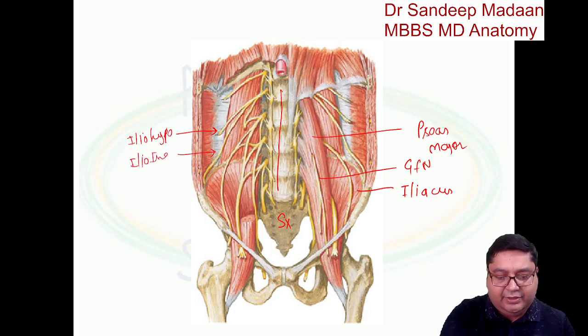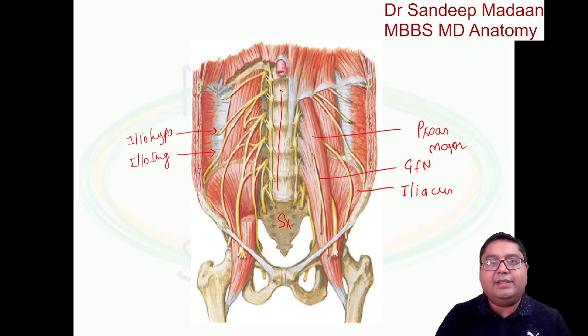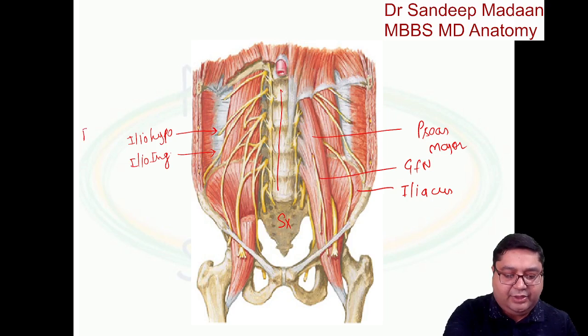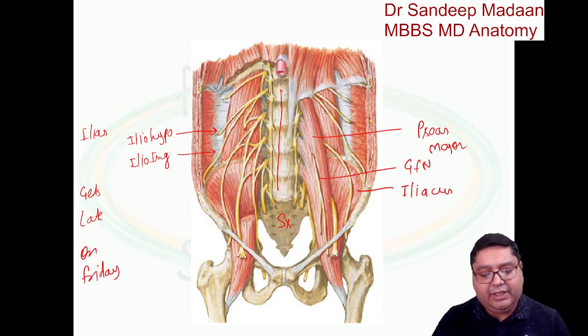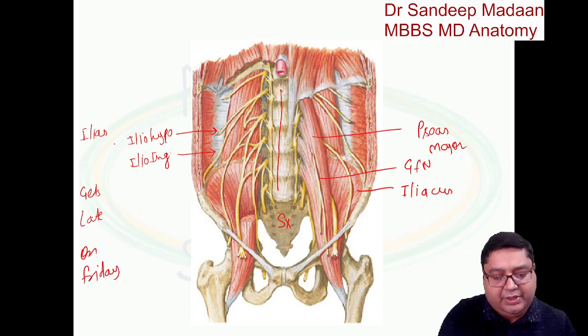Now, you must be thinking how to memorize these names. See, we'll use the mnemonic: Ilias get late on Friday lunch. Okay, the Ilias means we have iliohypogastric and ilioinguinal.